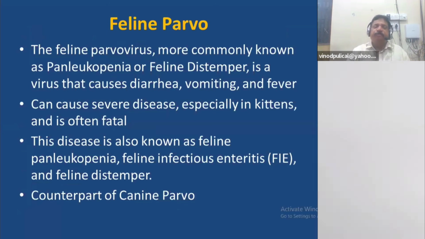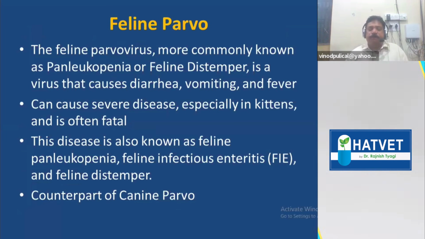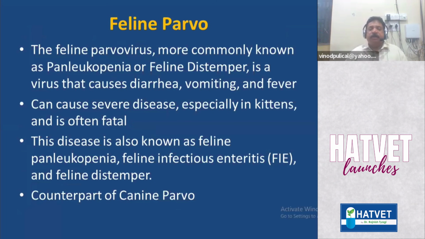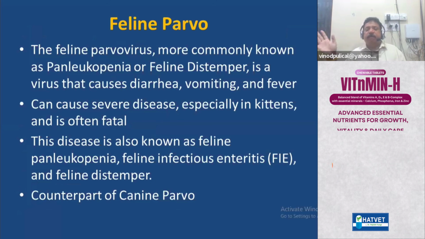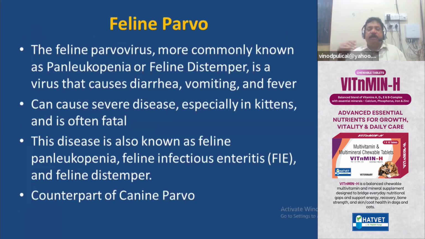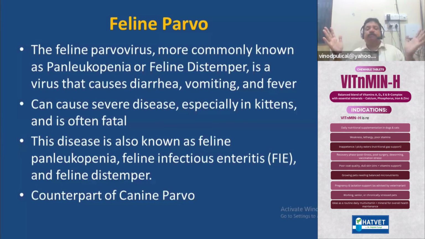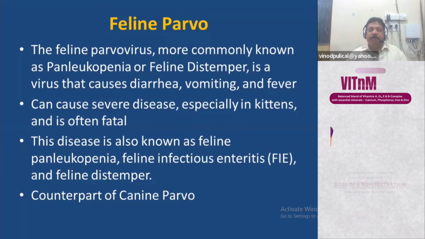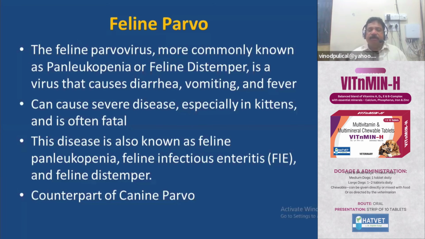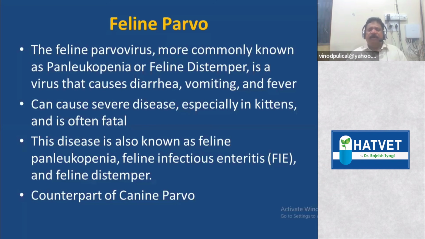Then feline parvo. It is almost a counterpart of canine parvo, but canine parvo and canine distemper are not the same, they are different. But feline parvo, feline distemper, feline panleukopenia, are the same disease itself. It is a pantropic virus causing diarrhea, vomiting, fever, like in canine distemper. It can cause severe disease, and mostly the cat will die. There is no treatment; we can go with conservative management, especially in kittens.